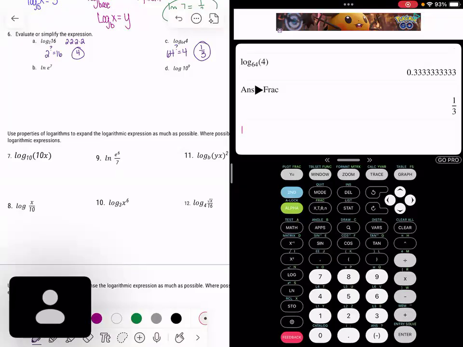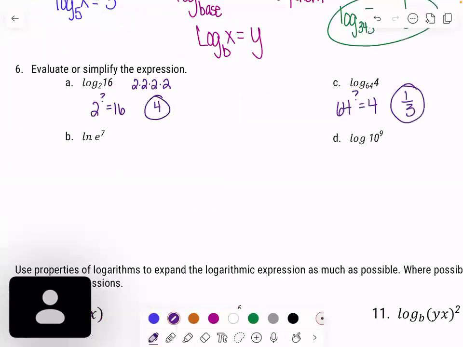Alright. Ooh, I like this one, part B. Ln and e cancel each other out, so the answer here is just 7, because it's really asking you e to what power is e to the 7th, so it's got to be 7. Same thing here, log base 10 and base 10 cancel each other out, so the answer is just 9. Or you can put it in the calculator.